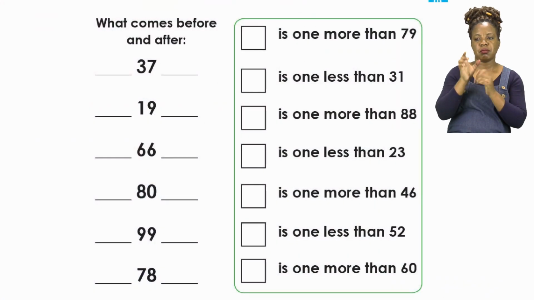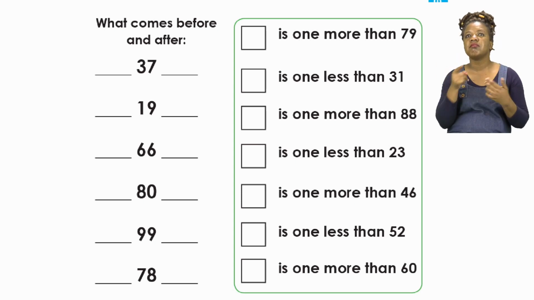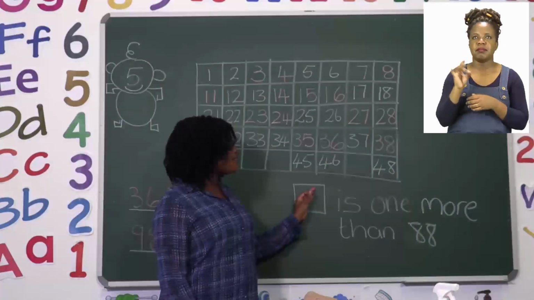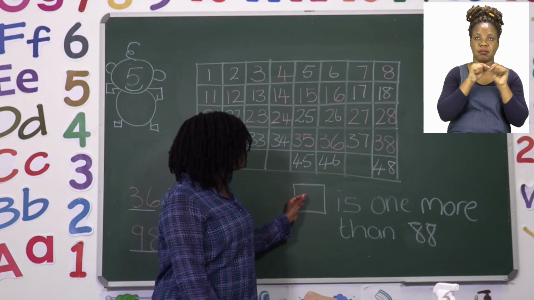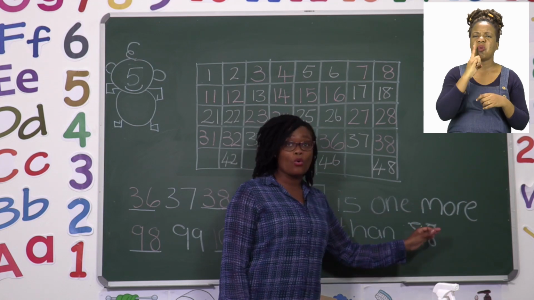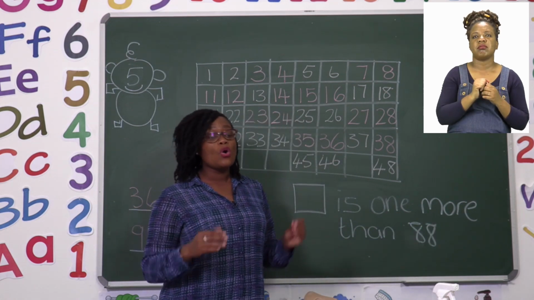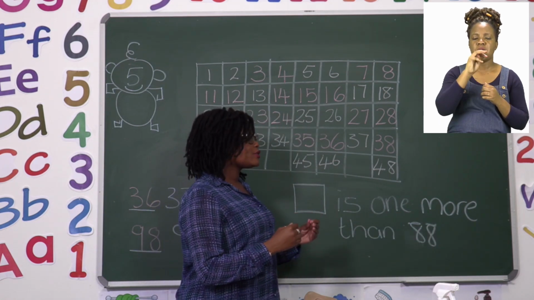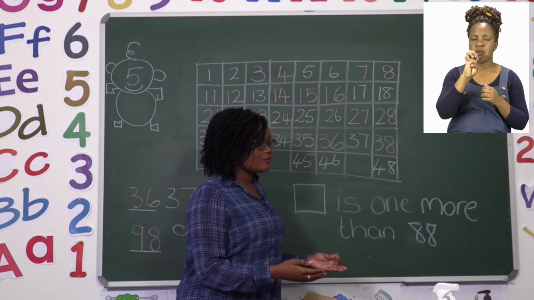We have a box, and in each box there needs to be a number. So the box says the box is 1 more than 79. Today we're going to do the one that says 88. So let's take a look at the board. We have our box already and we want to find one more. Now when we talk about more, we are talking about the one that is going to be jumping in front.